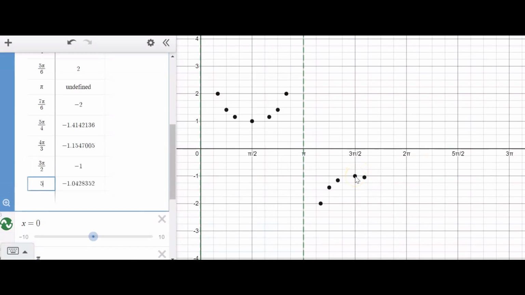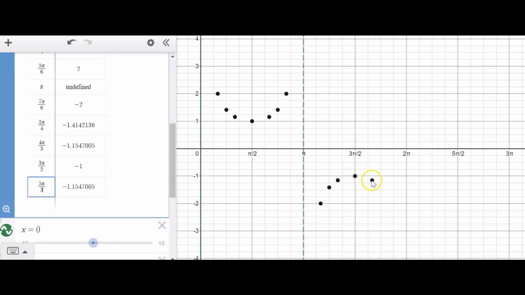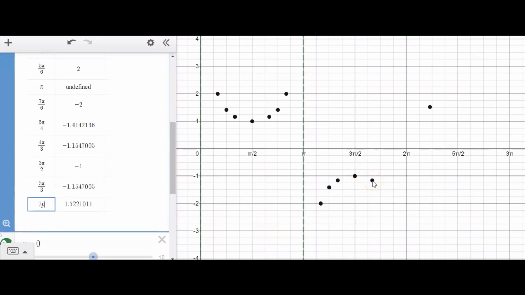And then we'll go to 5 pi over 3, which once again gives us -2 square root of 3 over 3. Then 7 pi over 4 gives us, once again, negative square root of 2.